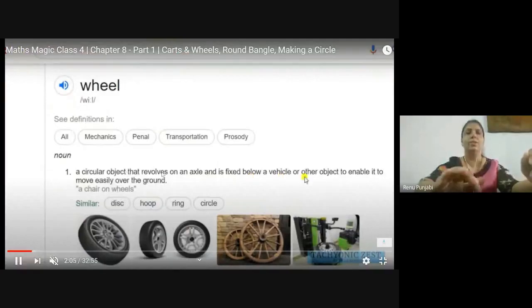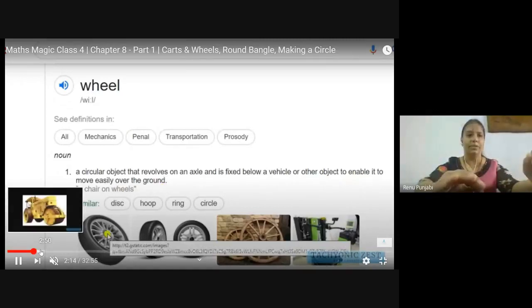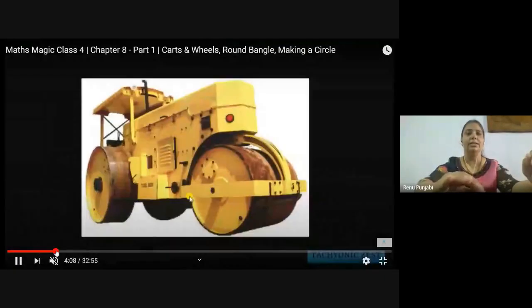A circular object that revolves on an axle and is fixed below a vehicle or other object to enable it to move easily around the ground. This is the wheel, the definition of the word wheel. So you can see the wheels in different things.